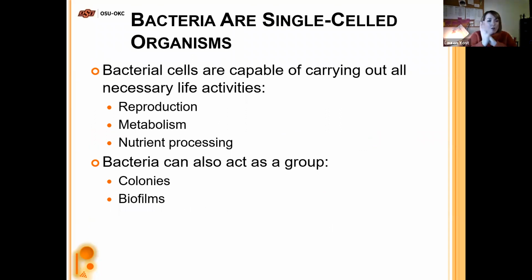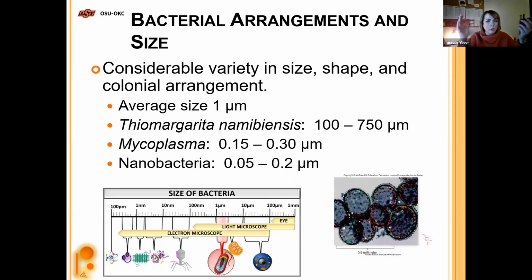So bacteria are single-celled organisms. They're capable of carrying out all life activities, each of the cells individually. They can reproduce, carry out metabolism, and process nutrients. They can also work as a group, either when they're living in a colony or in a biofilm. They have ways to signal each other in the biofilm to tell each other how things are going and what's going on.